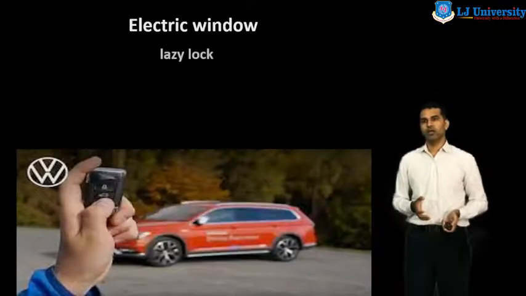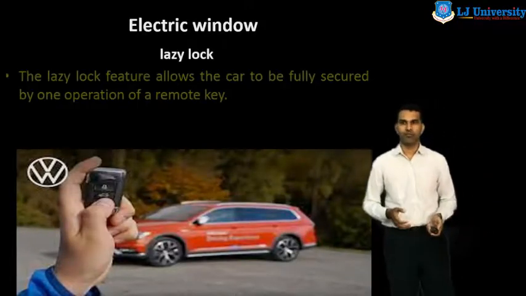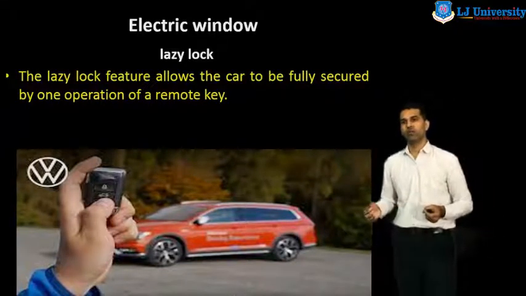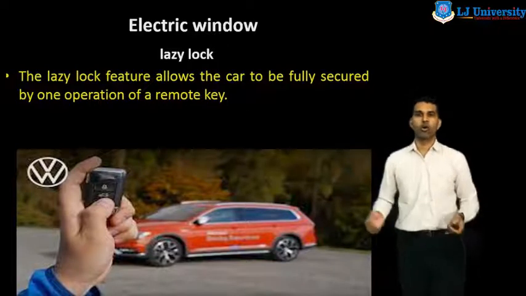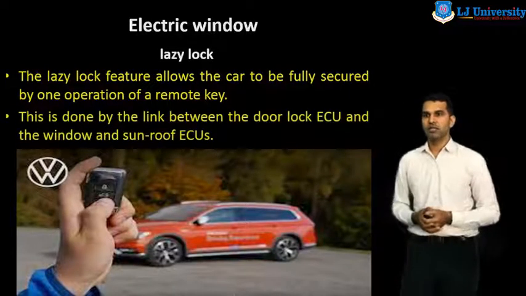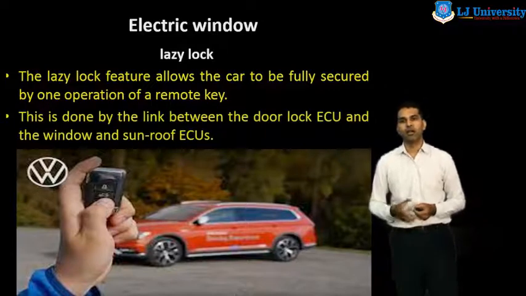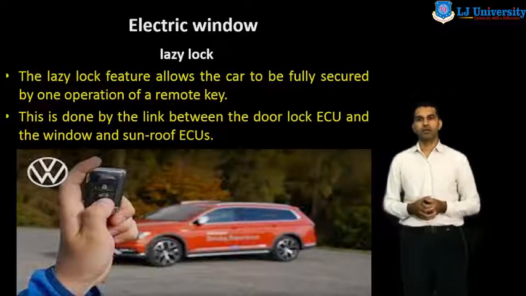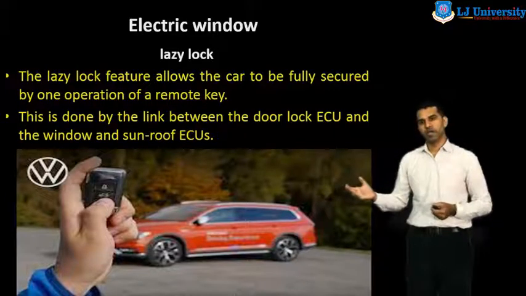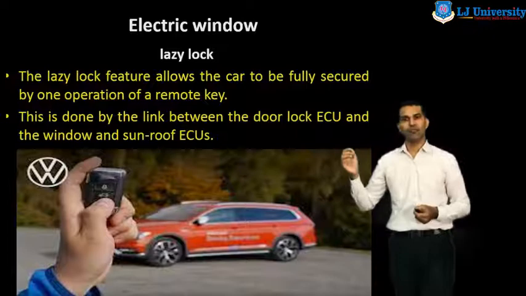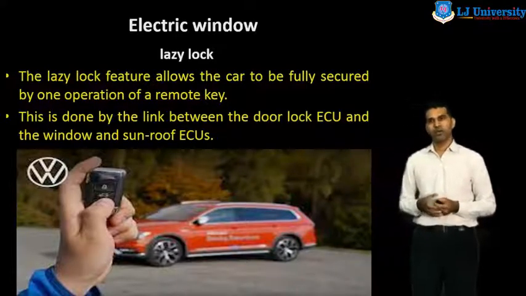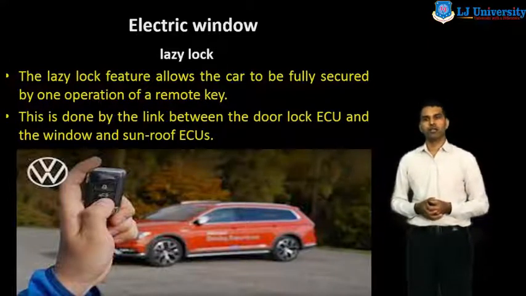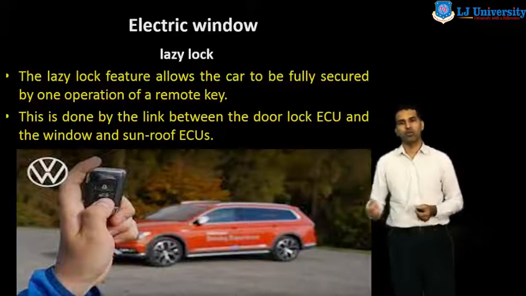Now, the third one is the lazy lock system. The lazy lock feature allows the car to be fully secured by one operation of a remote key. This is done by the link between the door lock ECU and the window and sunroof ECU. So here, just by pressing a remote switch from a far distance, we can control the locking system or window system of the car.